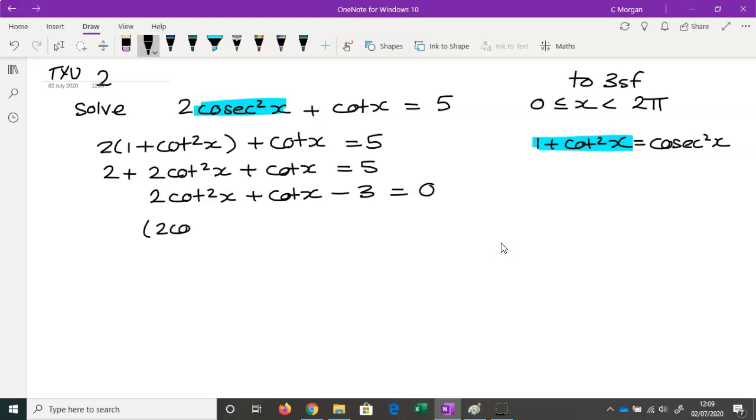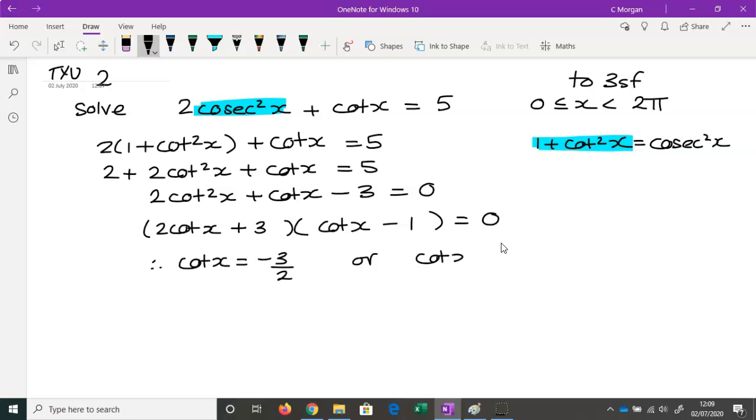Now to factorise 2 cot x and cot x, I think I'm going to need to make that a negative 1 in there and a positive 3. Let's just check. 2 cot squared x. Yeah, that works. Lovely. So therefore, cot x is negative 3 over 2, or cot x is equal to 1. Now, because cot x is the reciprocal of tan x, that implies that tan x is negative 2/3 or tan x is just 1.